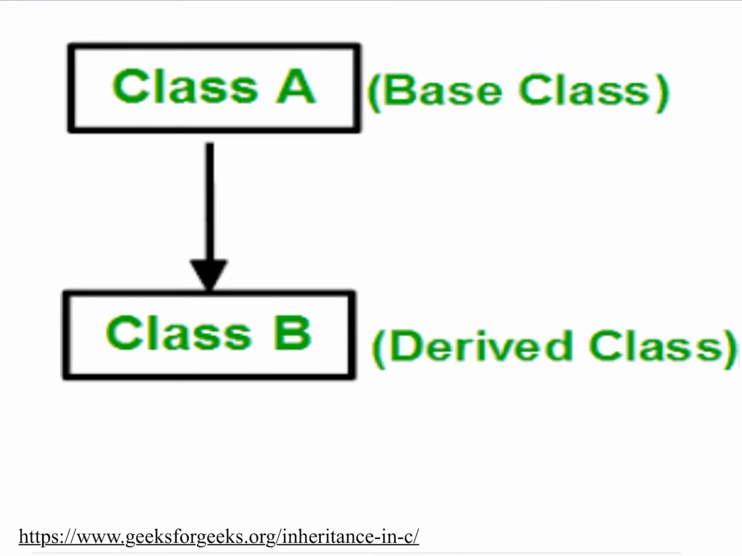This is the graphical representation of the base class and derived class. Class A is a base class, class B is a derived class. Suppose class A is a grandfather and class B is a father. So father acquires the features of grandfather. If we put another class C, then son acquires the features of father. So this is the real life example of base class and derived class.